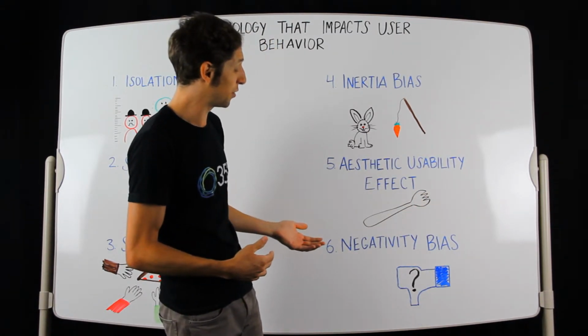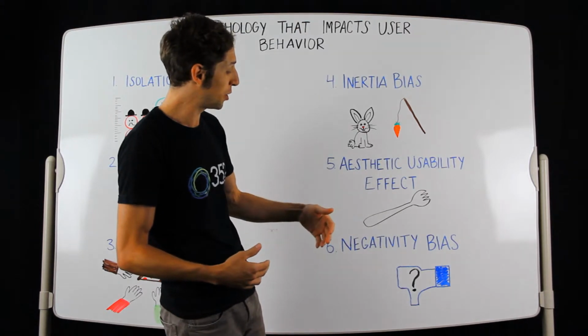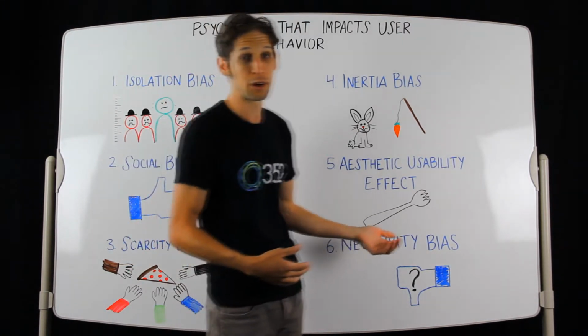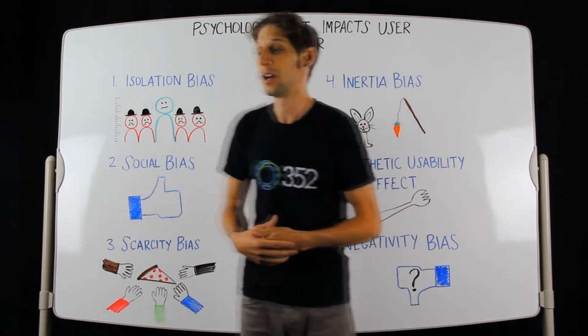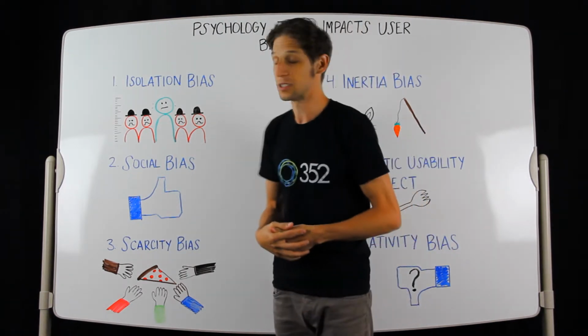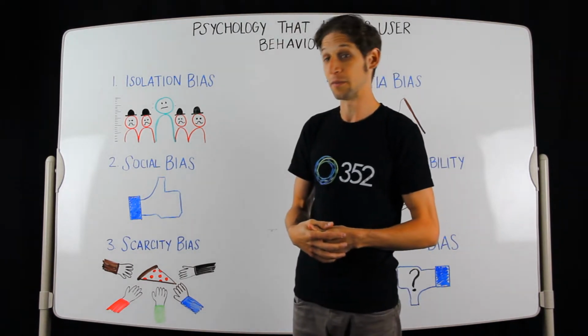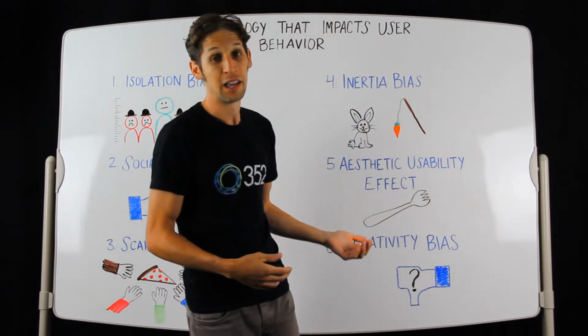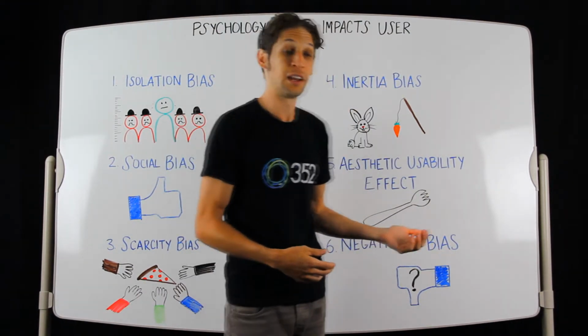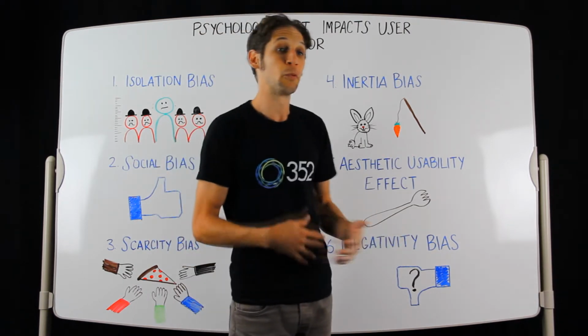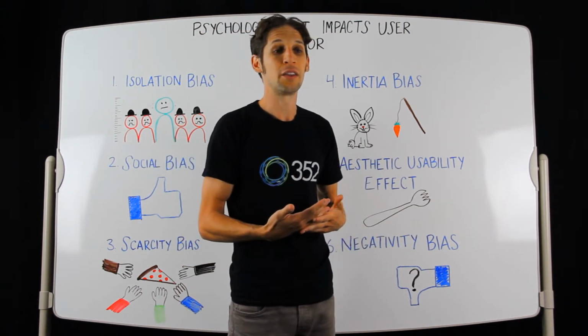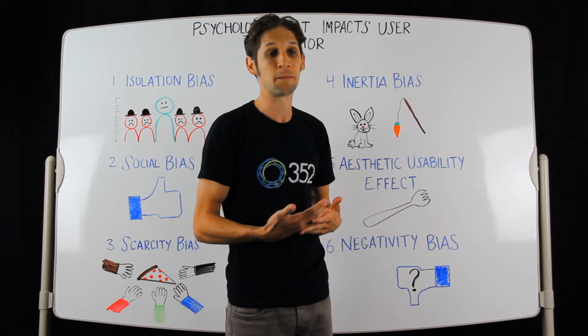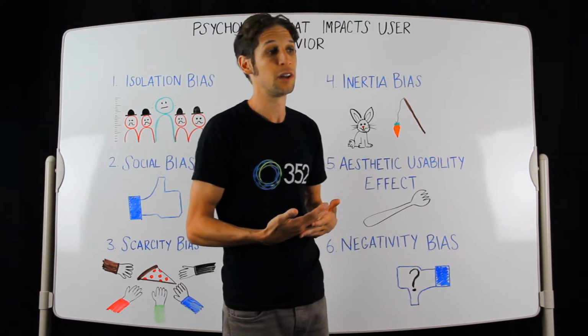The last one is negativity bias. And we have an image of a thumbs down button with a question mark. And this is a popular thing among commenters that people want a dislike button on Facebook. And there's a reason why Facebook does not include a dislike button, and that's because of the negativity bias. The negativity bias is basically that we as humans tend to memorize things that are negative more than positive.